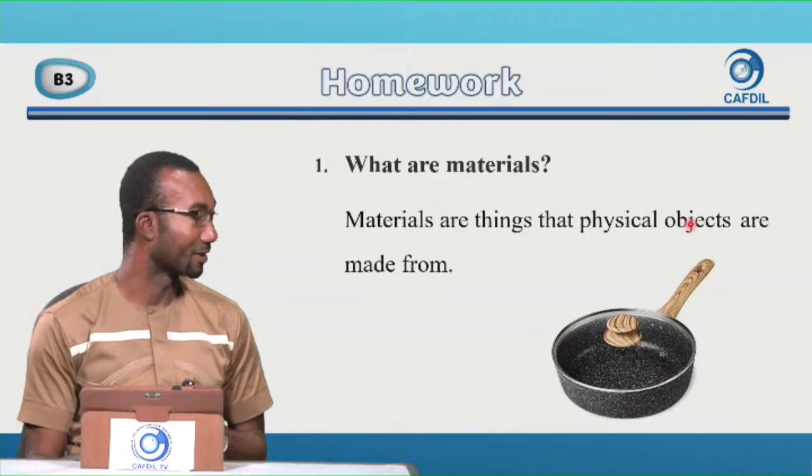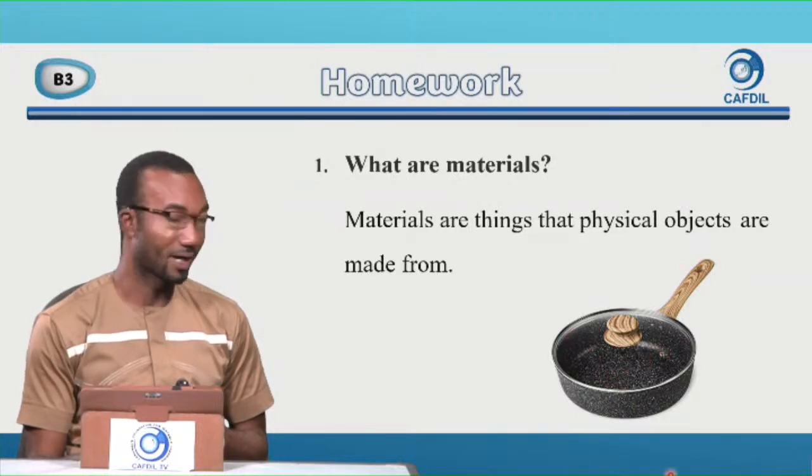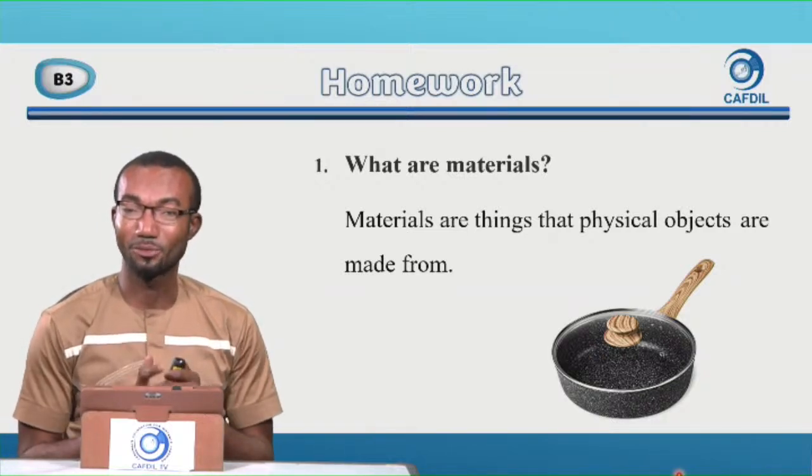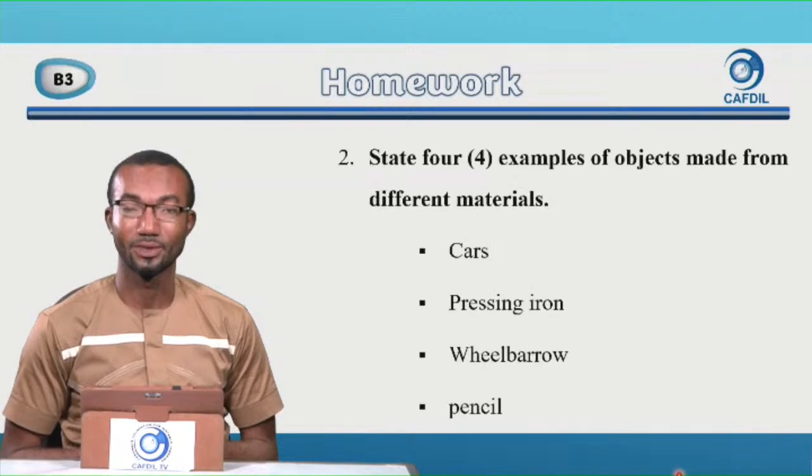This is made from metal. You see that this handle is made of wood, and we have some glass here because you can see through the pan. So materials are things that physical objects are made from.